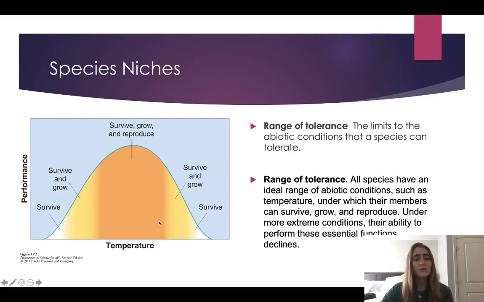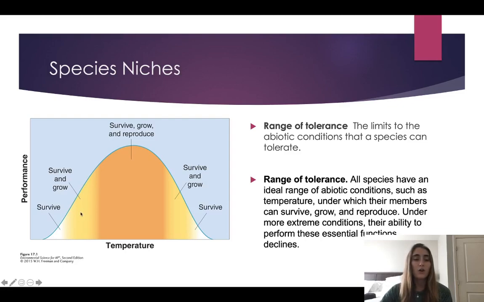And then as we get closer to this center range, this is where species can survive, grow, and reproduce. Looking at this image, we see that this shape can really vary based on the types of species that exist, right? Some will have a much larger range of tolerance, some a much more narrow range of tolerance. It really depends on the type of species we're talking about, and we'll look at how we identify which species those are.